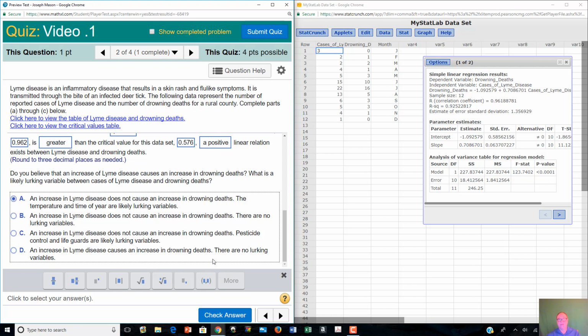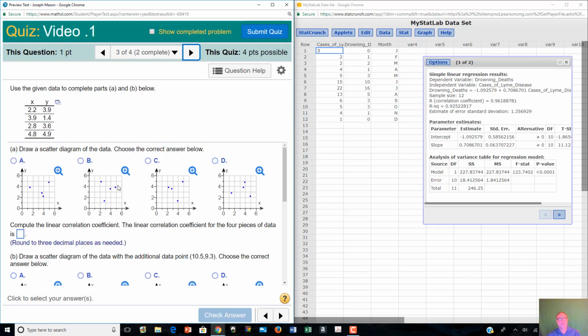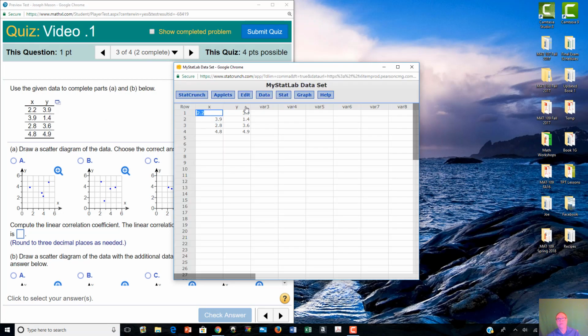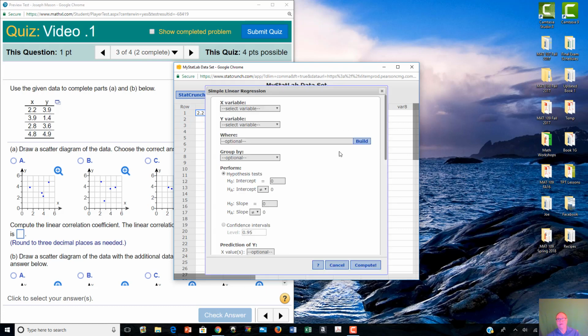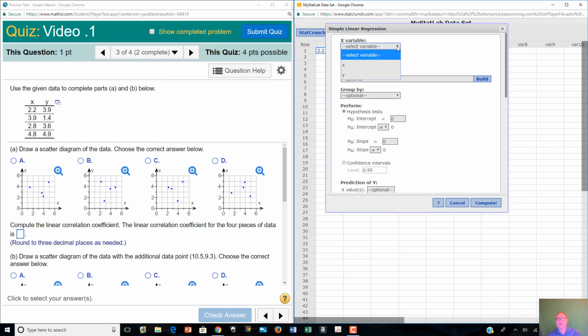Okay? Now, going on to a third question. Use the data to complete parts A through B below. So again, draw a scatter plot. So I'm going to open in StatCrunch. I hit Stat, Regression, Simple Linear, and I forgot to shift this over, so let me shift it over. And my X variable is going to be X, my Y variable is going to be Y. Click Compute.